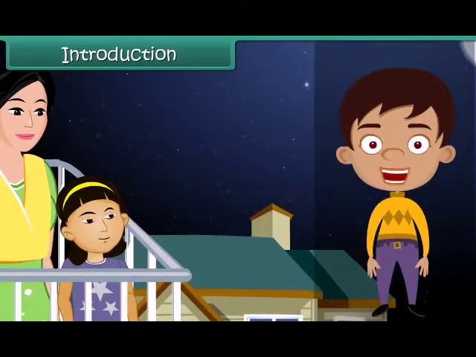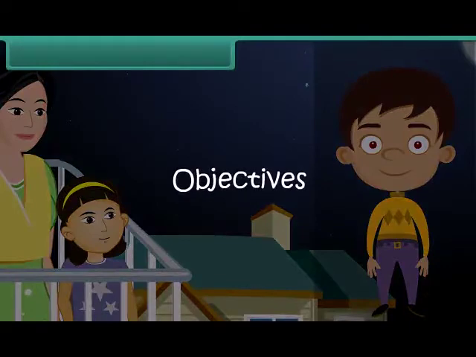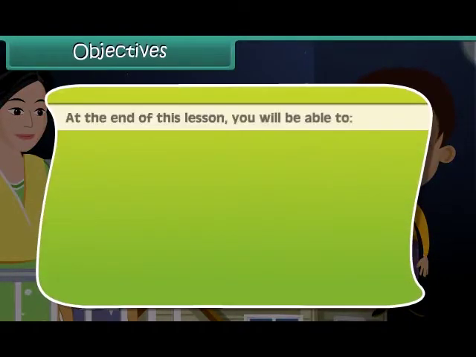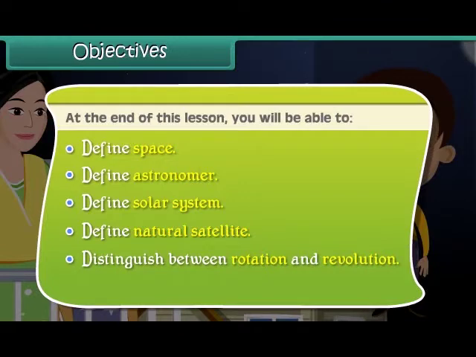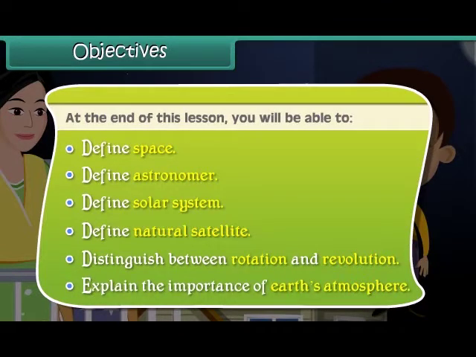In this lesson, you'll learn about the objects in space. Objectives. At the end of this lesson, you'll be able to define space, define astronomer, define solar system, define natural satellite, distinguish between rotation and revolution, explain the importance of Earth's atmosphere.